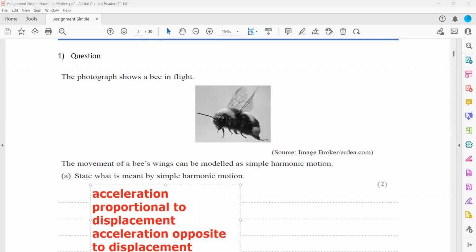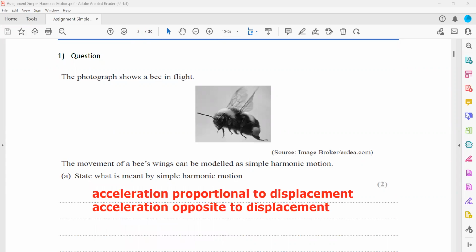That's also a term. So either you can mention acceleration proportional to displacement, and the second point, acceleration and displacement are in opposite directions, or you can mention it is always acting towards the equilibrium position or the mean position. Same way, you can also define simple harmonic motion in terms of force: force proportional to displacement and force opposite to displacement, or it is always directed towards the mean position.